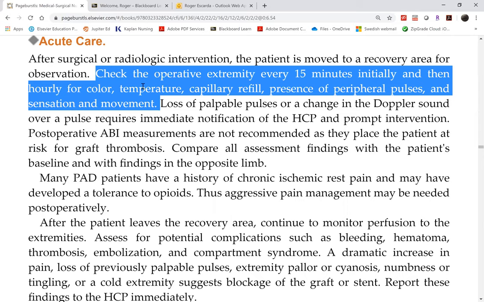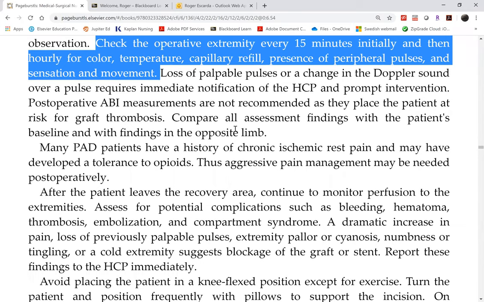Okay, so there's no new information to remember. I want you to study this way. Always relate the concepts: oxygenation, perfusion, infection, whatever.